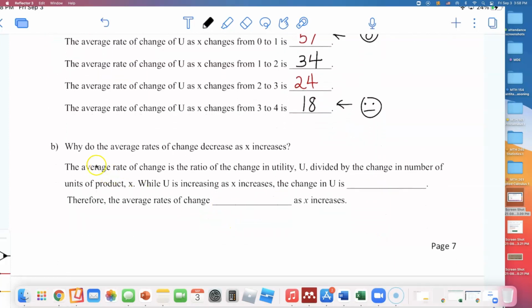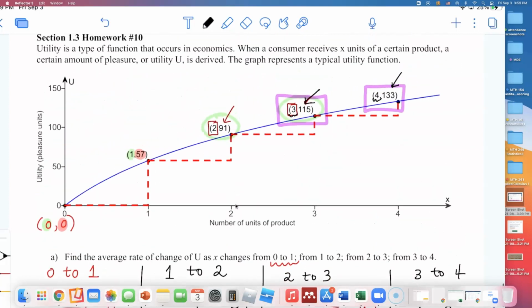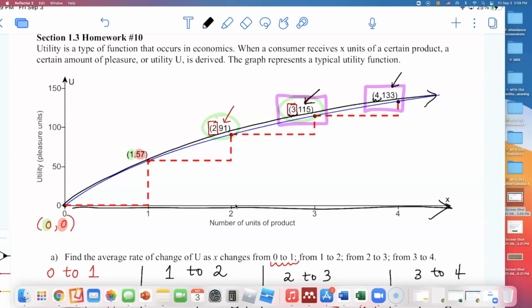All right, so why does the average rate of change decrease as x increases? That definitely happened, right? As the number of units we have increased, the average rate of change is decreasing. Let me read it. The average rate of change is the ratio of the change in utility U, the happiness unit, divided by the change in number of units of product X. While U is increasing as X increases, and that is true, right? As the number of products increases, the utility function is going up from left to right.